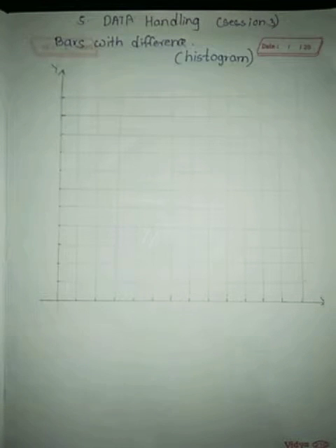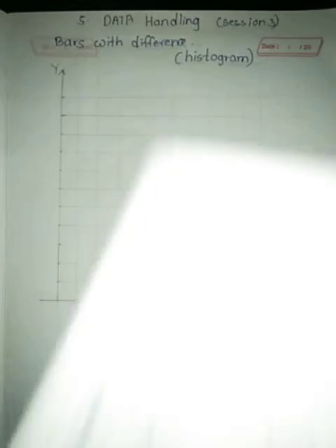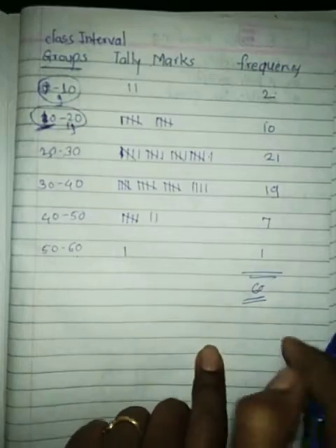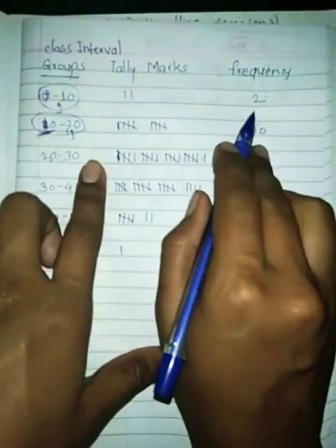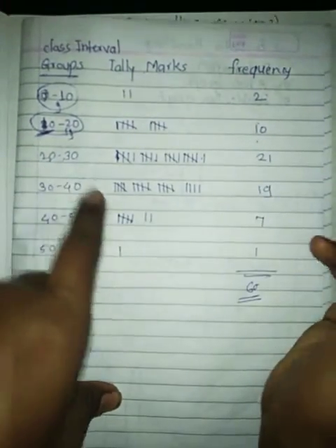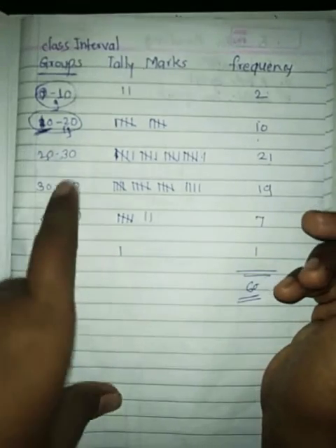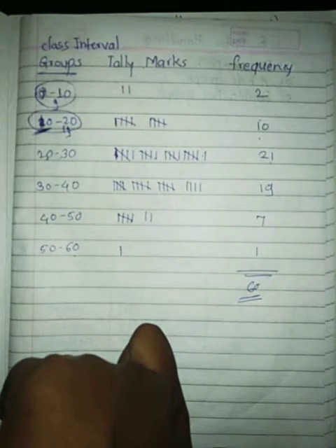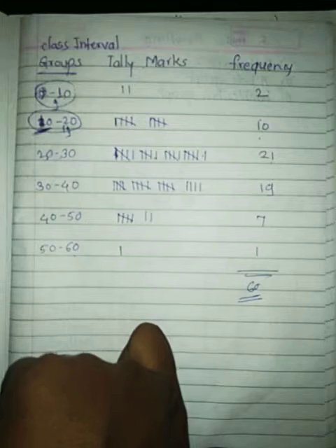Previously we made the frequency distribution table for 60 students who took a test out of 50 marks, and it looked like this. There are 60 students, and those who got 0 to 10, 2 students are there. Those who got 10 to 20 marks, 10 students are there. For 20 to 30, 21 students are there. Like this, this is the group frequency distribution.